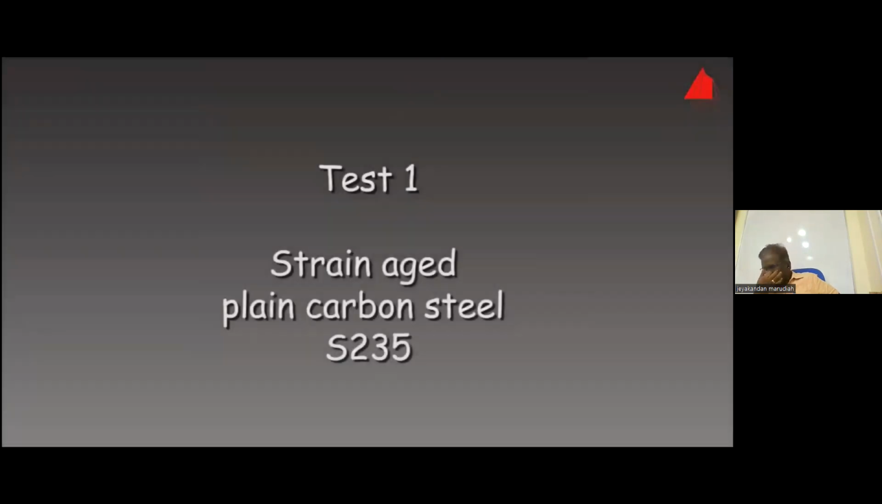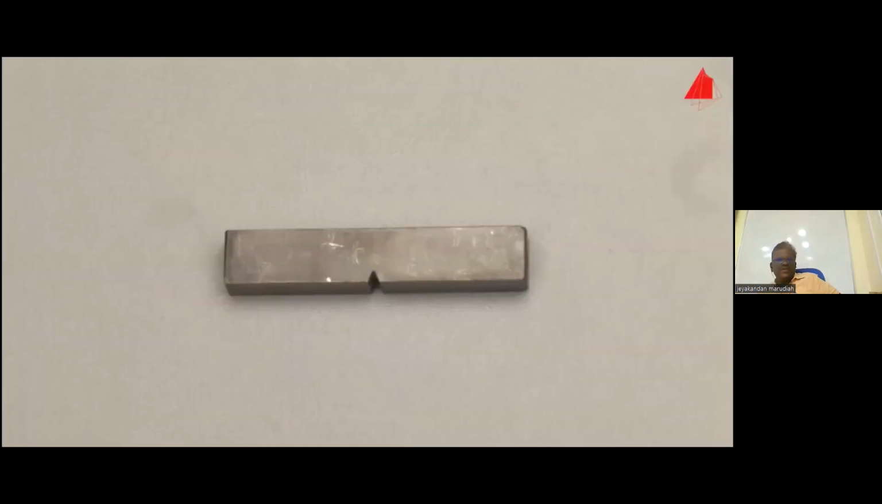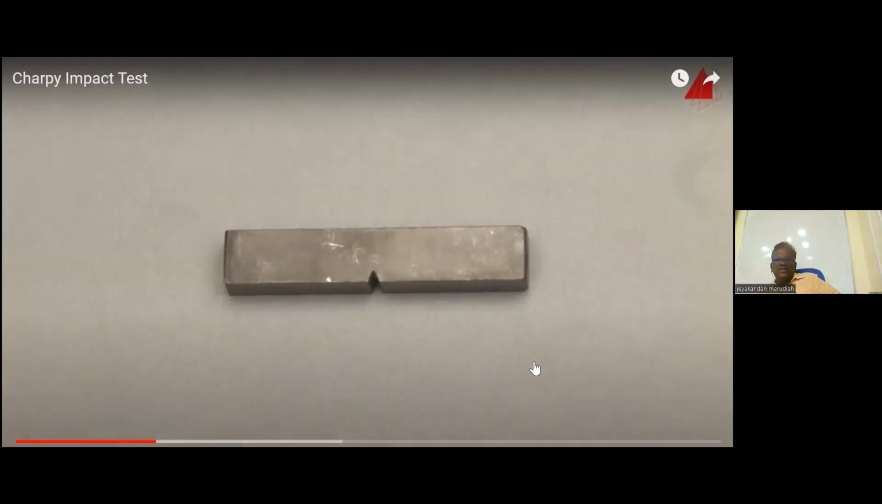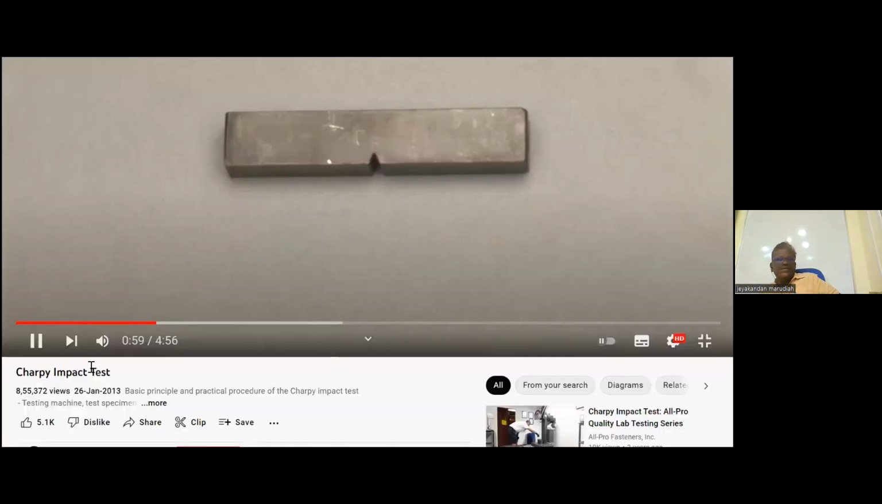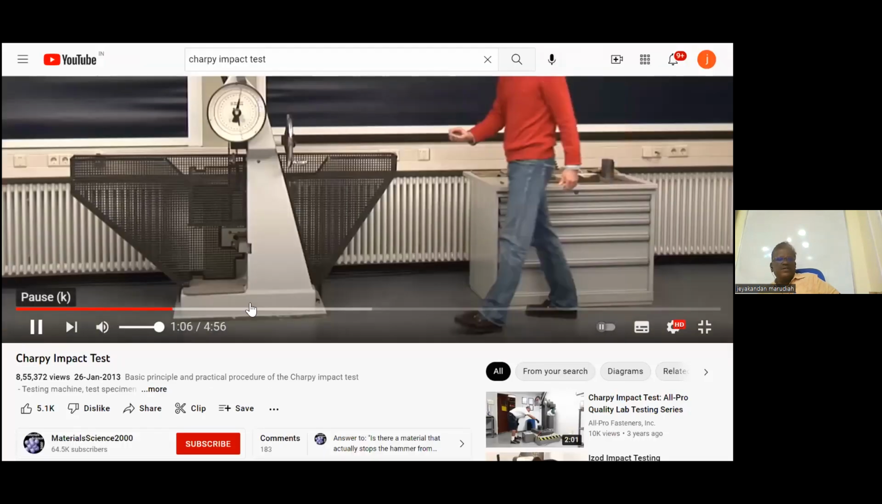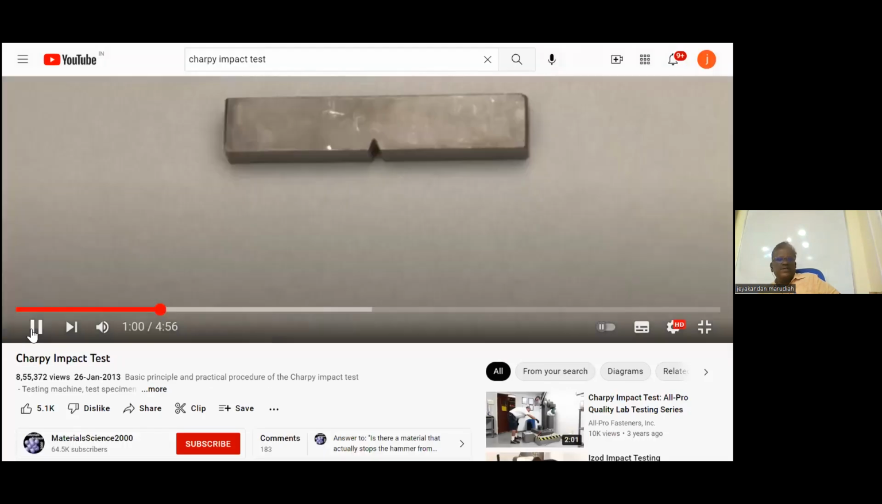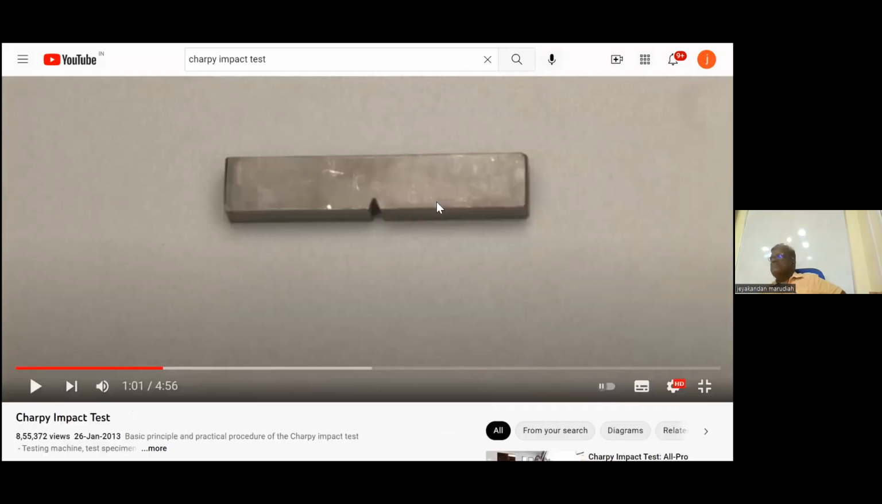First test, strain-aged plain carbon steel S235. This is our test specimen. It has been machined to standardized size and shape with a characteristic V-shaped notch. The tester places the specimen on a support in the lower part of the machine. So this is the Charpy V-notch impact specimen.